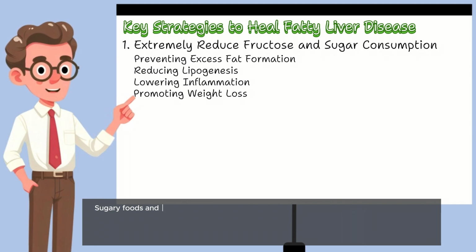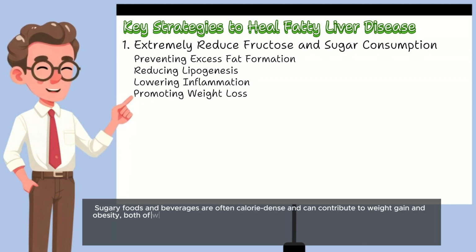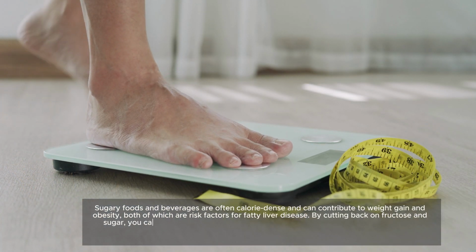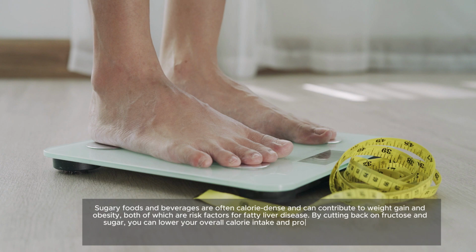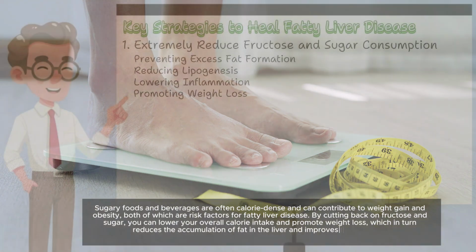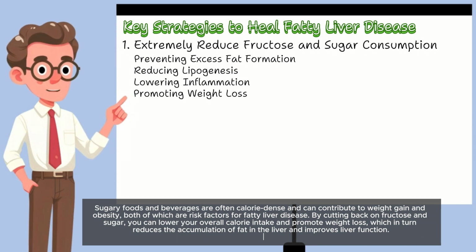Sugary foods and beverages are often calorie-dense and can contribute to weight gain and obesity, both of which are risk factors for fatty liver disease. By cutting back on fructose and sugar, you can lower your overall calorie intake and promote weight loss, which in turn reduces the accumulation of fat in the liver and improves liver function.